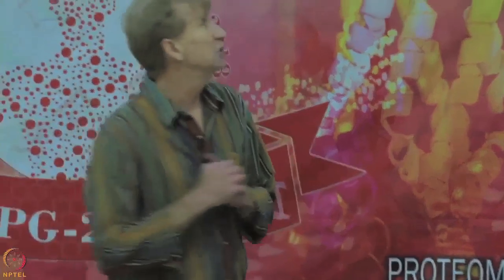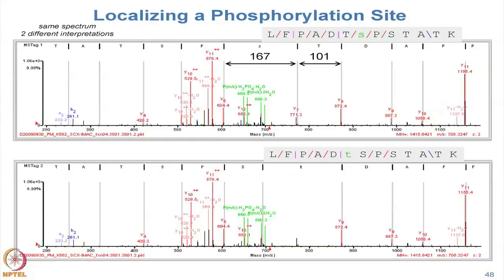All right, now let's talk a little bit about localizing post-translational modifications. All right, so what I've got here is an MS/MS spectrum of a phosphopeptide. This is not two spectra, this is one spectrum. It's just labeled two different ways, okay? You can see it's the same peptide sequence.